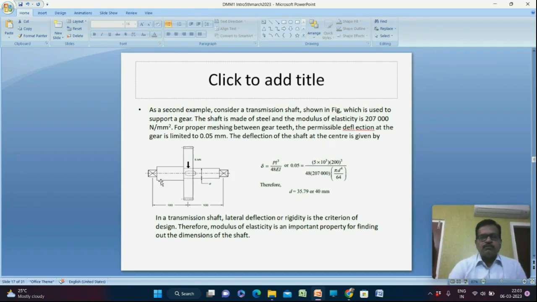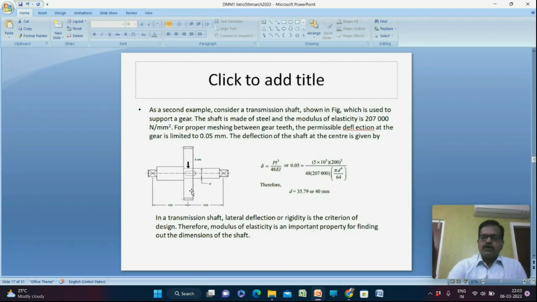For a simply supported beam subjected to a central point load of 5 kilonewton, the maximum deflection is PL cube by 48 EI, where P is the load applied and L is the length. Between the two bearings, the length is given as 100 plus 100, 200 mm, and E is the Young's modulus for the medium carbon steel, that is 2.07 into 10 to the power of 5, and I, the moment of inertia of area, is pi by 64 d power 4. Here the diameter required is 40 mm.